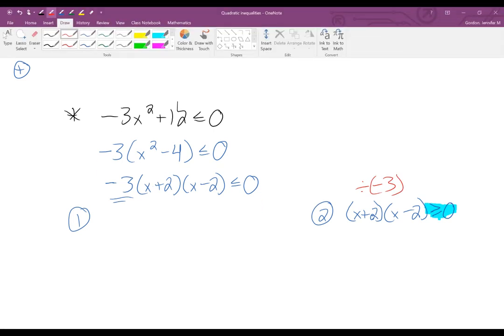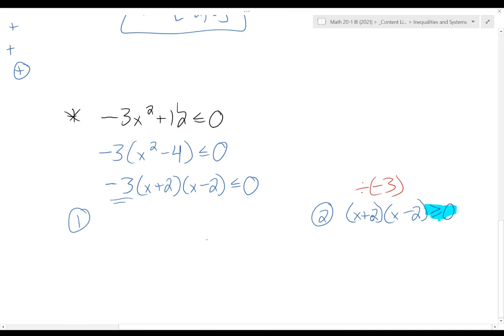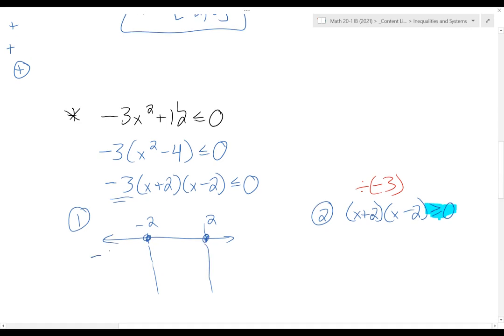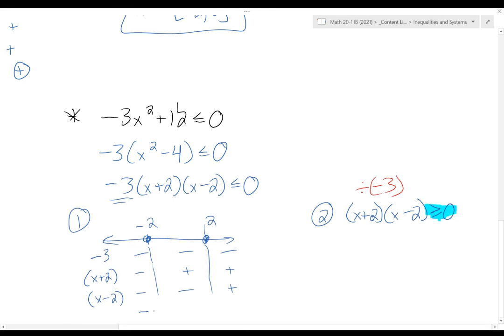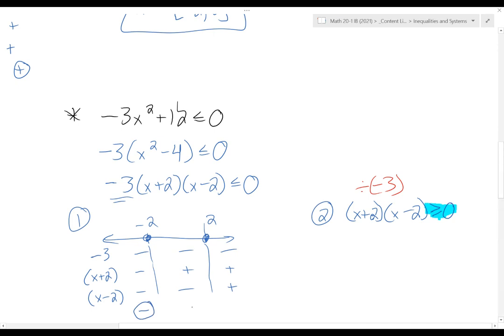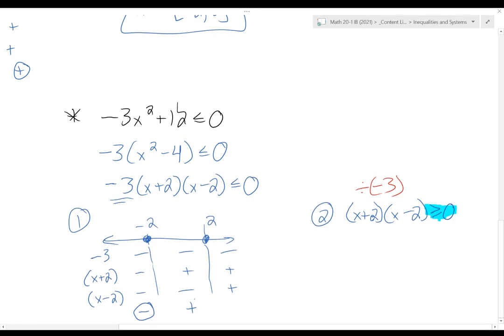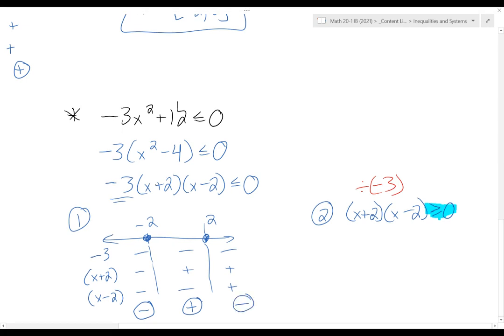In the first case, if I just want to keep it there, then I'm doing my sign table, negative 2, 2. I have to consider that the negative 3 is negative across this entire thing. So then because x plus 2 will be negative, positive, positive, and x minus 2 will be negative, negative, positive, my overall product is now going to be negative in the interval where x is less than or equal to negative 2, positive in the middle, and negative on the outside. So it switches the direction of my signs, so I would now be looking for these intervals.